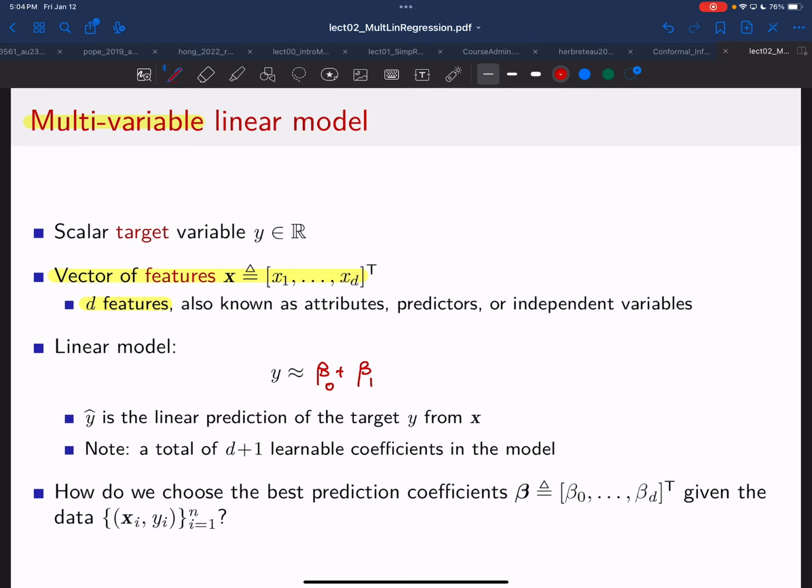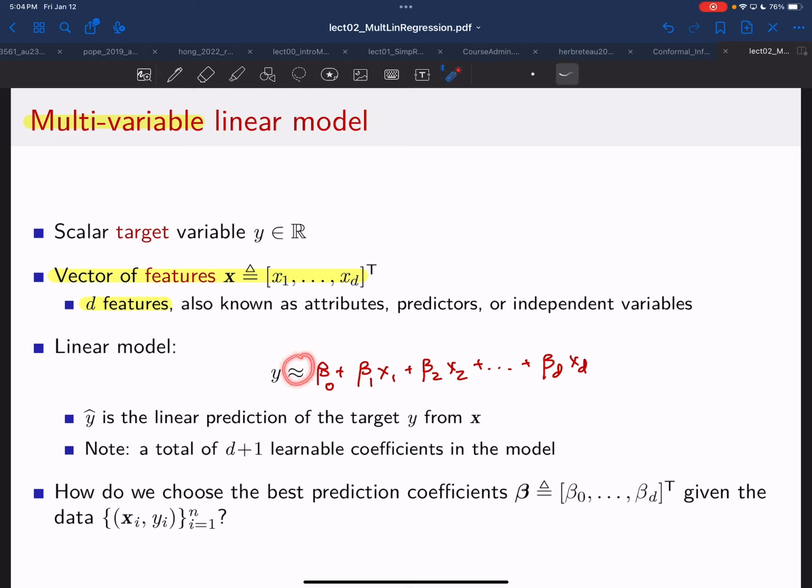Yes, so in this case, it would be beta 1 times x1, plus beta 2 times x2. Exactly. Beta 1 will be our slope for x1, but we will have a different slope for x2, and so on. So now I'm going to have D different slopes, but I can get away with having a single intercept. Okay, so this is the model, the extension of what we had before.